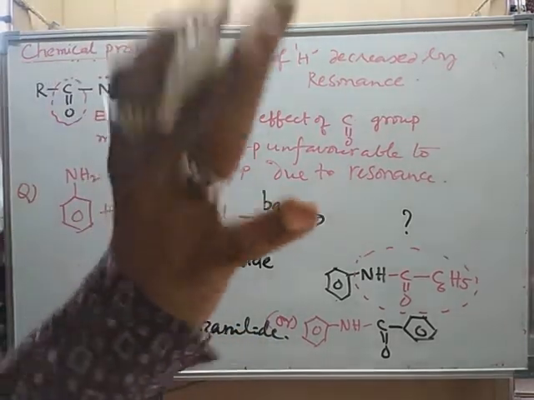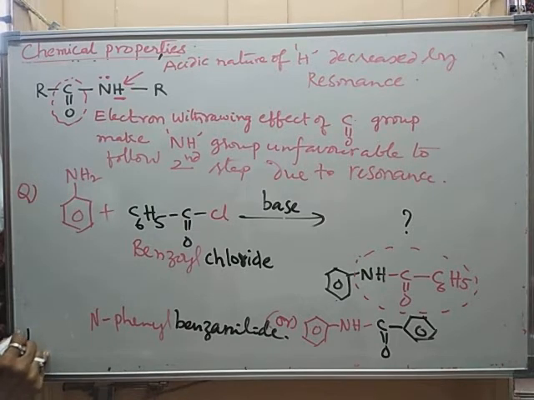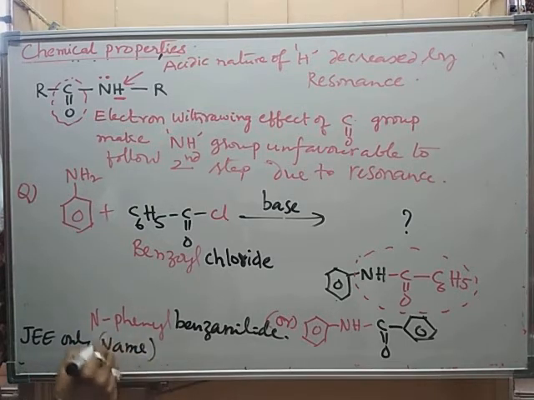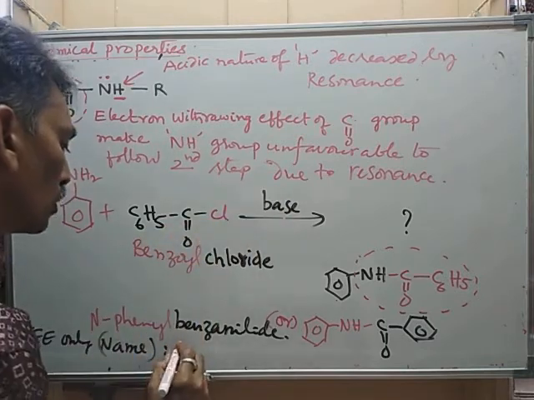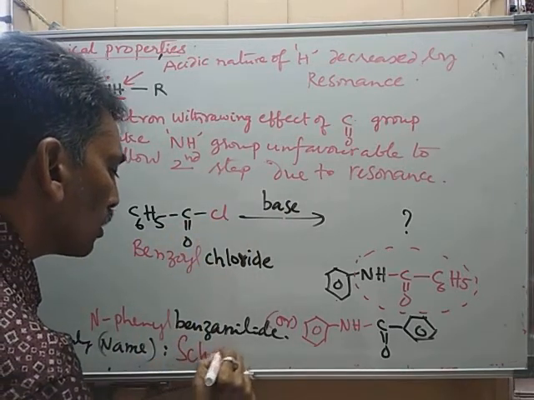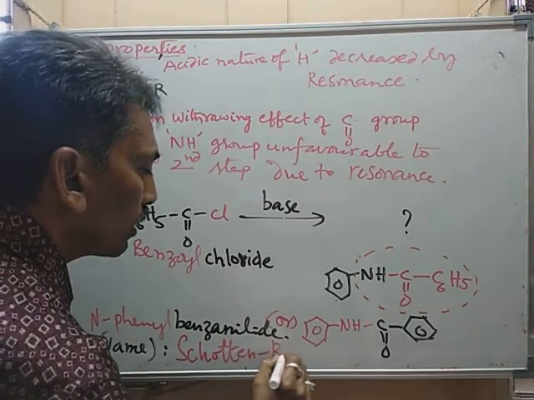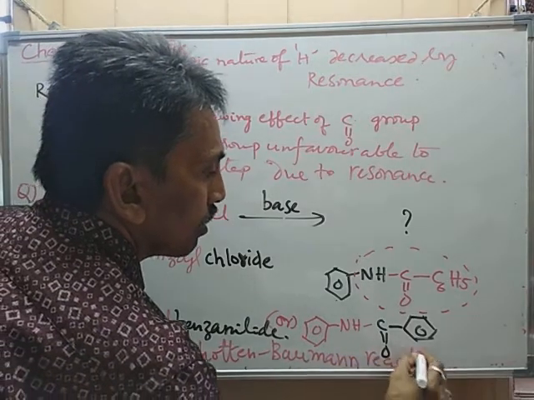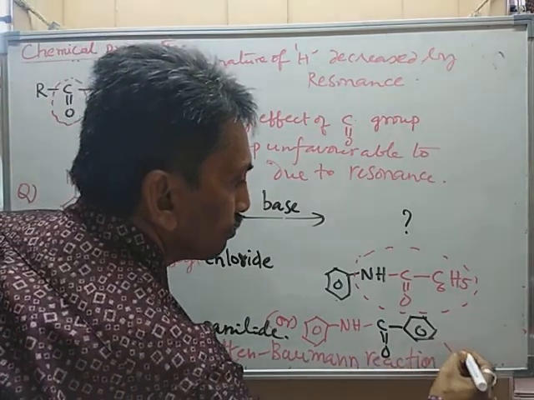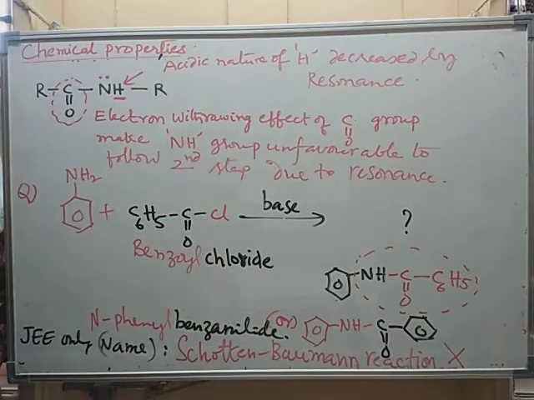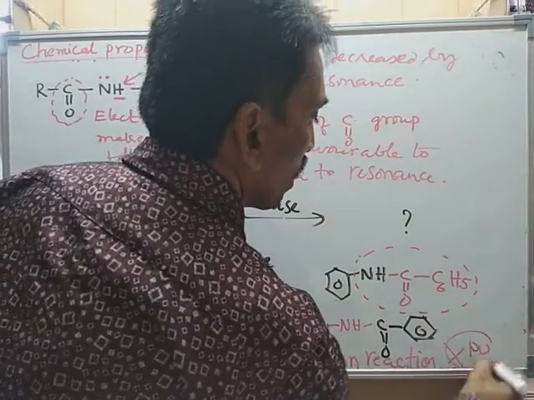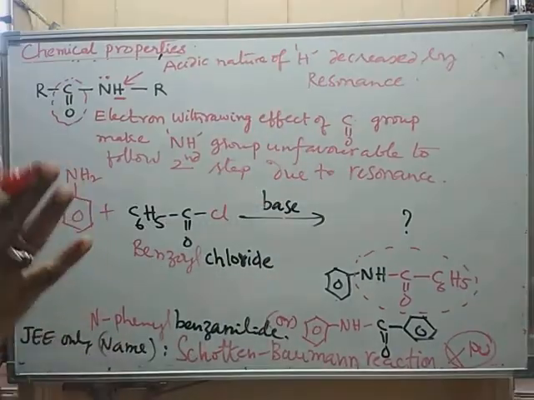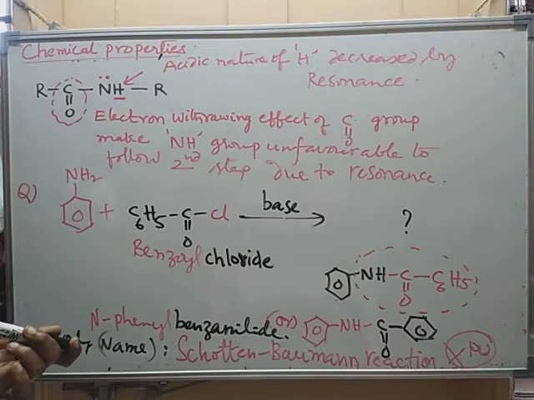Yes, the name is not given in the text, only for JEE. JEE only. What is the name? The name is Schotten-Baumann reaction. Yes, it is not in PU. This is not for PU. Very, very important. What is for PU? What is for competitive? That you have to divide and prepare your answer.